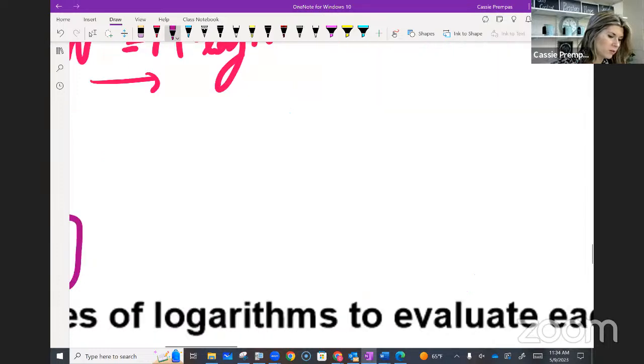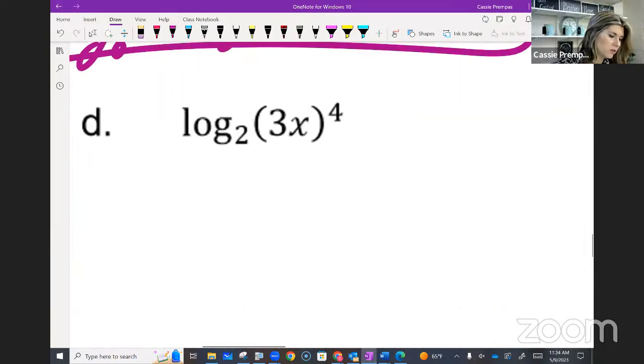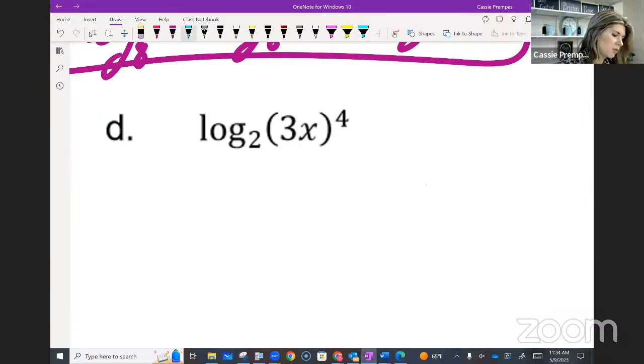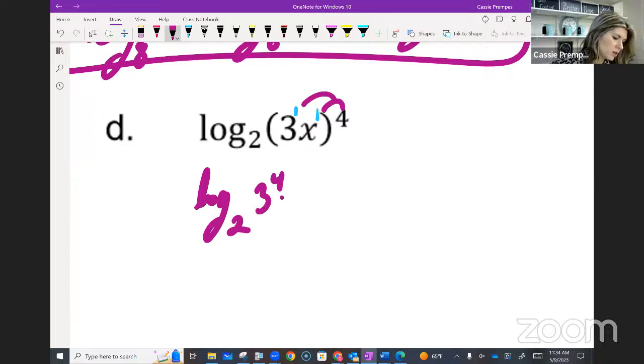All right, let's try another one. Letter D. Ooh, get rid of those parentheses. What's the invisible exponent on 3? 1. How about on x? 1. So how do we get rid of those parentheses last time? Distribute. Same thing you'll do. Just distribute that in. So this is actually log base 2 of 3 to the 4th times x to the 4th.